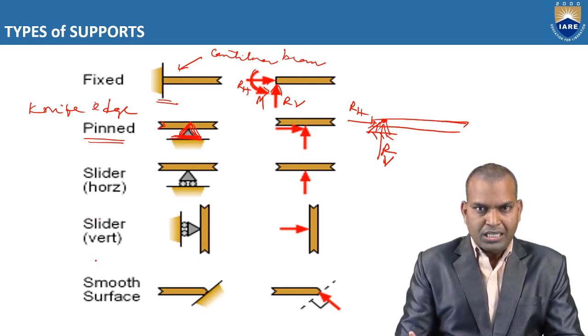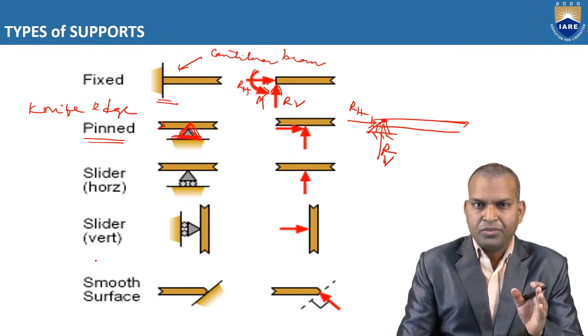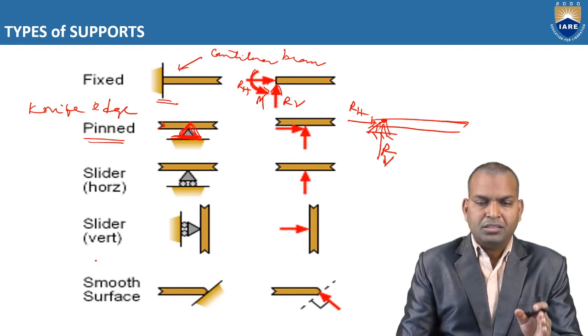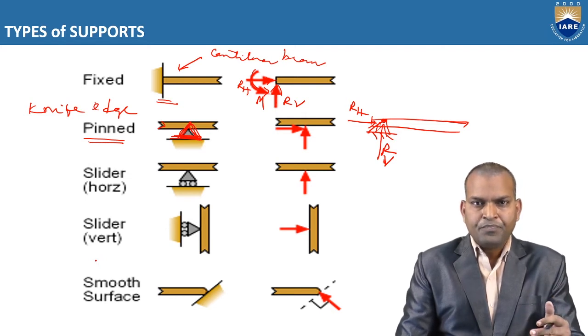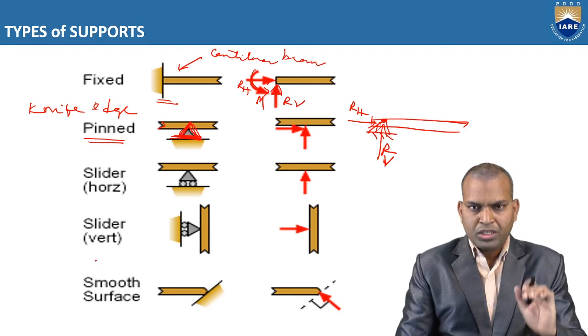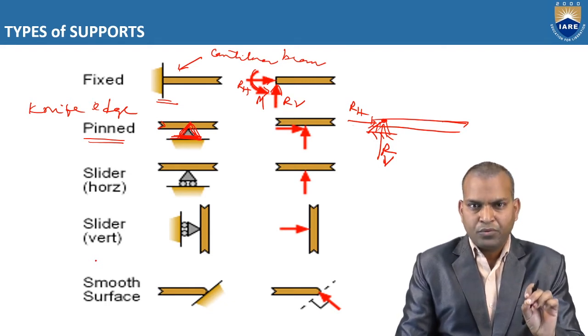Hinge support consists of 2 reactions. When we give a hinge support for any beam, 2 reactions will act on that beam: one is horizontal, another one is vertical. Whether the reaction is in the upward or downward direction depends upon the load acting on the beam. The direction of the reactions depends upon the type of load acting on your beam.